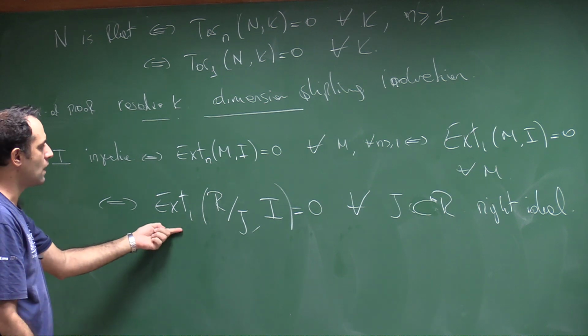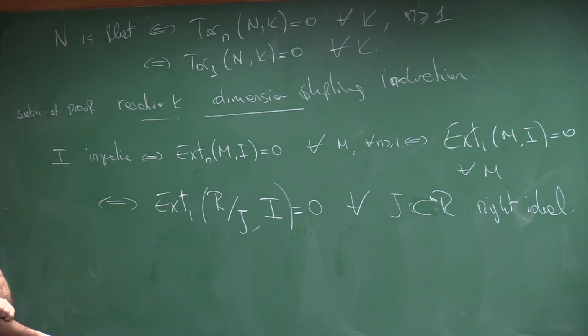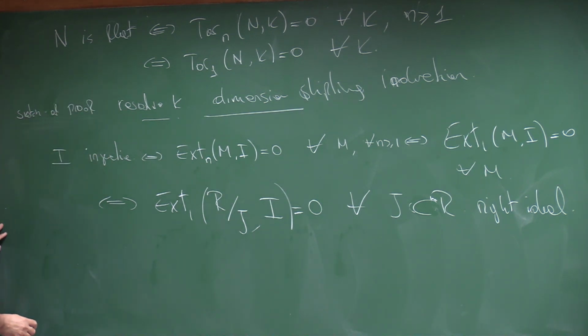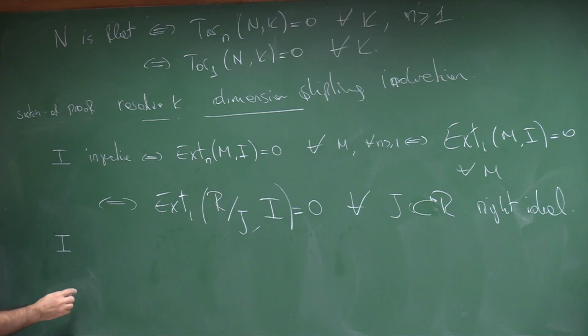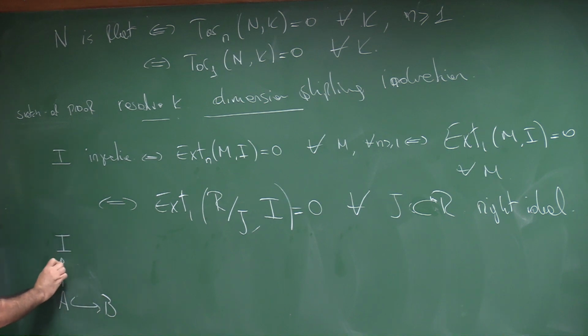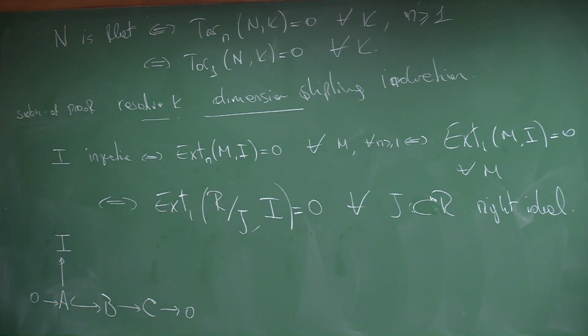But again, how did we prove that Ext^1 implied that Ext^n vanished? I'll just take an ideal J. I'm not sure if I'm going to remember, how did we do this? We looked at I. We had a map, let's say A, an injection of A into B. This was my injection. And then I looked at the cokernel. I completed this into a cokernel like this.